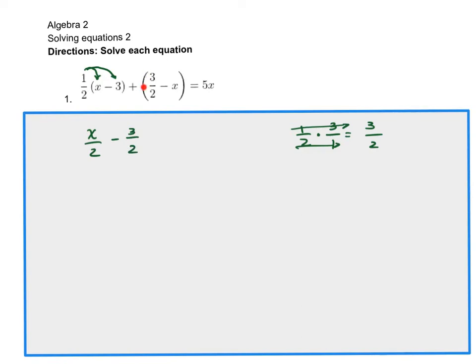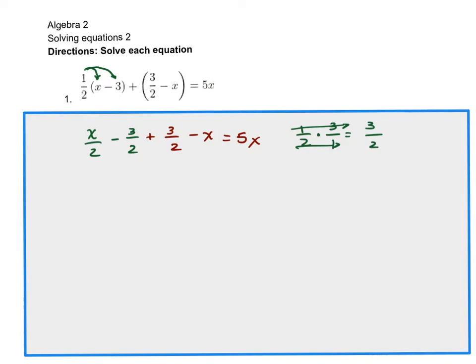The second set of parentheses right here don't mean anything except this was a group. Okay, but if you think of it as distributing a 1 out in front, it's not going to change anything if we drop the parentheses. So that second section without the parentheses is just 3 halves minus x equals 5x. So there's our first step, just distributing that half and dropping the parentheses.